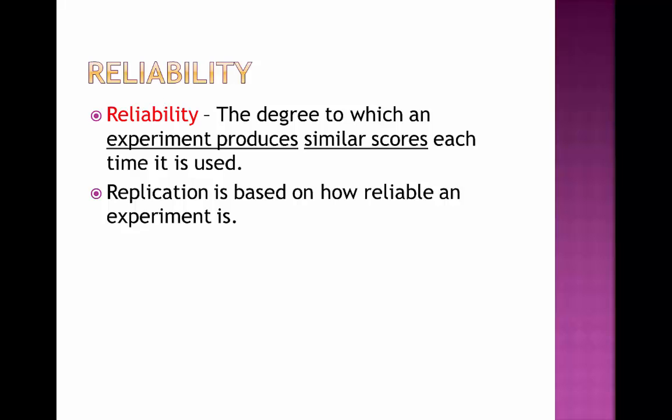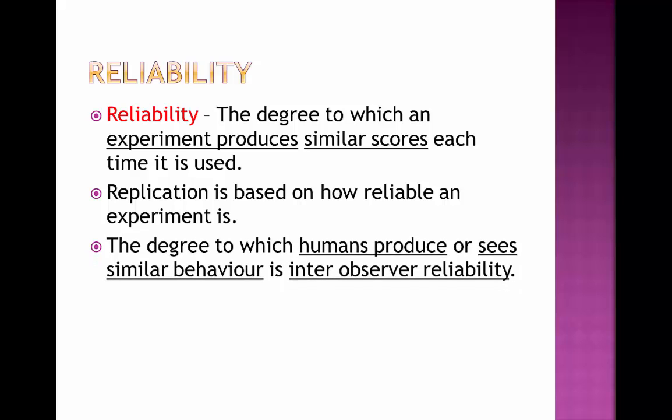Okay, so another thing that we're going to have to know about reliability is what inter-observer reliability is. And this is the degree to which humans produce or see similar behavior. So when we are conducting naturalistic observation, if the observer sees similar behavior to what all the other observers see, we could say that there is a high inter-observer reliability.